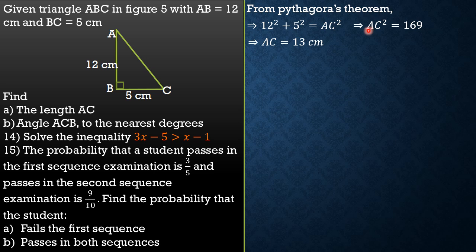So friends, even if you don't know how to solve, you should already know that 5, 12, 13 forms what we call in mathematics the Pythagoras triple.